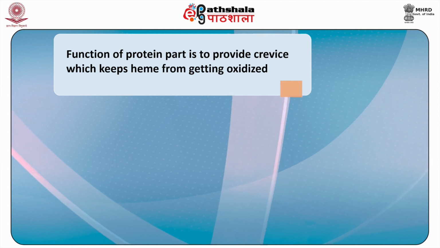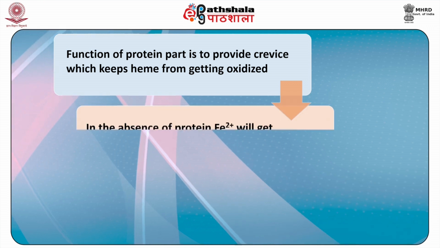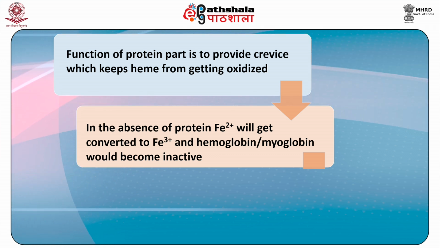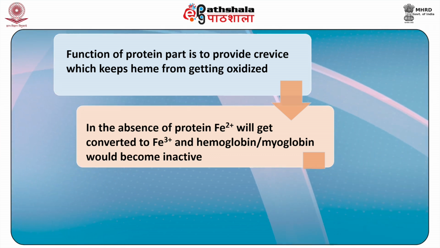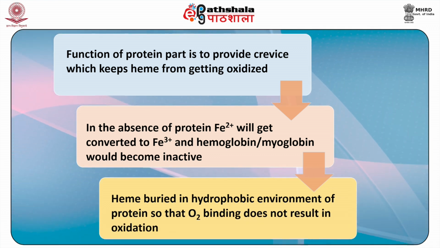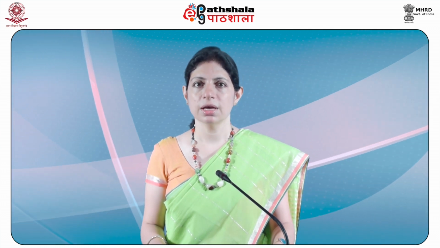The function of the protein part is to provide a crevice which keeps heme from getting oxidized. In the absence of the protein, ferrous will get converted to ferric and hemoglobin and myoglobin would become inactive. Heme is buried in the environment of the protein so that oxygen binding does not result in oxidation. Oxygen is not unique in its ability to bind to a ferrous heme complex. Small molecules such as carbon monoxide and nitric oxide bind to deoxymyoglobin and hemoglobin even more tightly than does dioxygen.